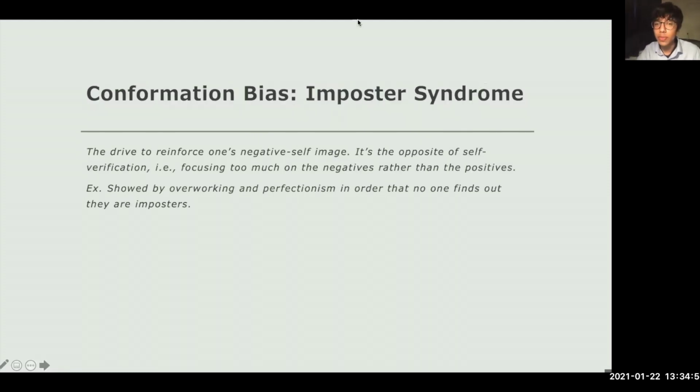Another type of confirmation bias, imposter syndrome. I'm sure you guys have heard of this. This is the drive to reinforce one's negative self-image. It's the opposite of self-verification, focusing too much on the negatives rather than the positives. In self-verification, you're kind of blinded. You ignore all your flaws completely and you focus only on the good things, which can be self-detrimental. But imposter syndrome can also be very dangerous because you're only focusing on the negatives and completely ignoring all the positives.